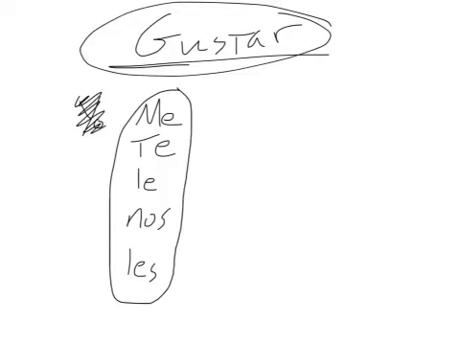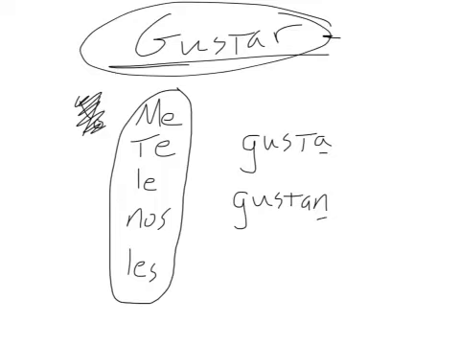And then you conjugate this verb just as a normal AR verb for whatever's doing the pleasing. So if it's one thing that's doing the pleasing, it'd be gusta. If there's more than one thing that's doing the pleasing, it'd be gustan. So most of the time you only have two conjugations of the actual verb gustar, gusta or gustan. And then whoever it's pleasing to, whoever likes it, you would use one of these. So if I like the computer, it'd be me gusta la computadora.